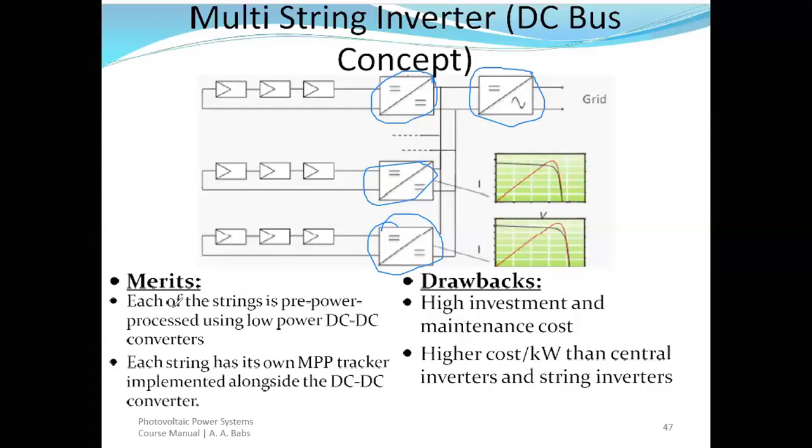And now, what are the advantages of this kind of topology? Each of the strings is power processed using the low power DC to DC converters. I just talked about this. That's a major advantage of that. That simply means that all the energy coming from the module, you process it already with the DC to DCs, you refine it with a DC to DC converter. Each string has its own MPP tracker implemented alongside the DC to DC converter. You know what this means already.